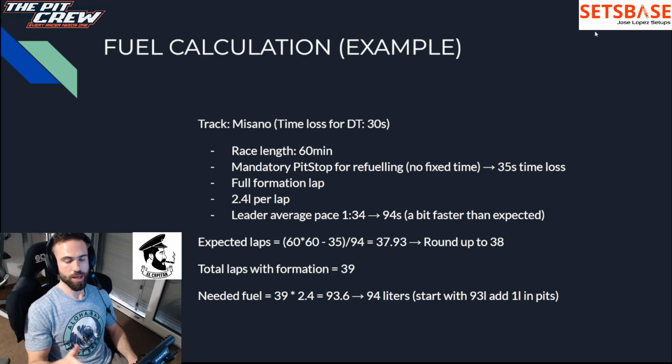Expected laps are 60 times 60, so we have the race length in seconds divided by 94. That gives us 37.93, and we round up to 38. The total laps with formation lap then would be 39, and then we just multiply number of laps times the fuel consumption, 93.6. That's 94 liters that we need. So we put 93 at the start and add 1 liter in the pits if we go for the splash and dash strategy.